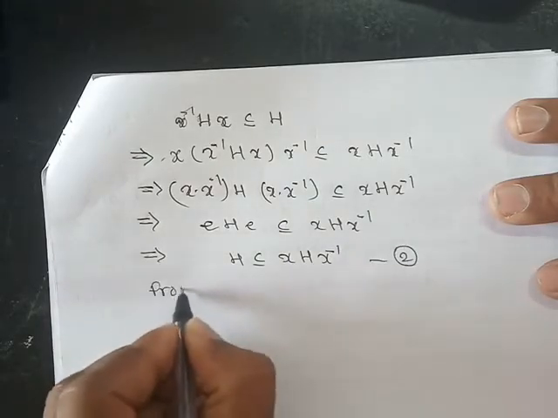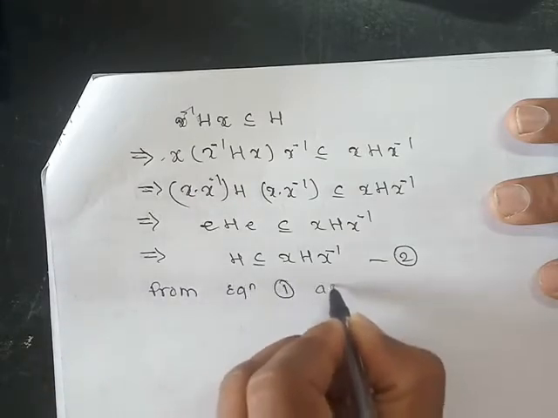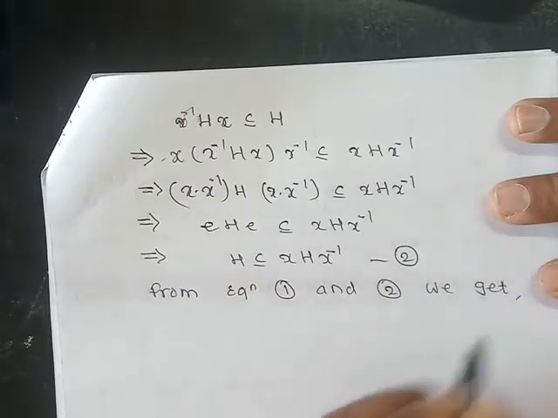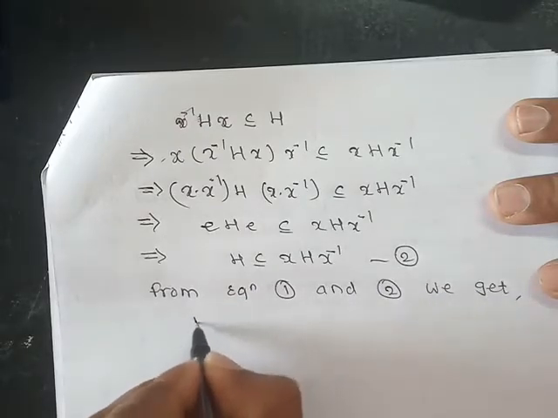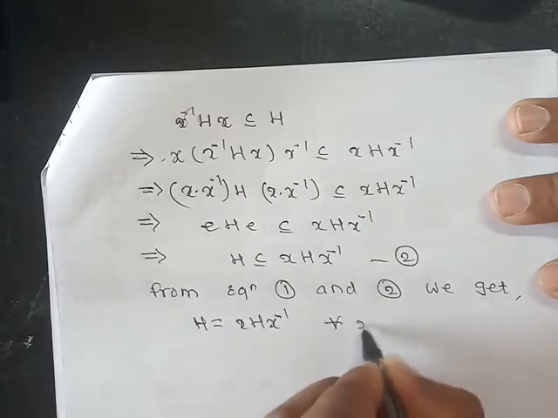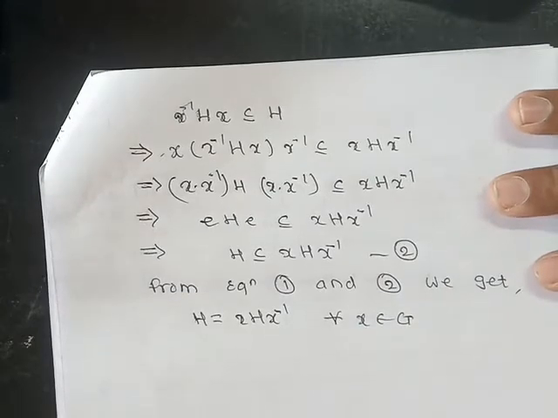Now from equation 1 and 2 we get H is equal to X H X inverse for all X belonging to G, which is nothing but our second statement.